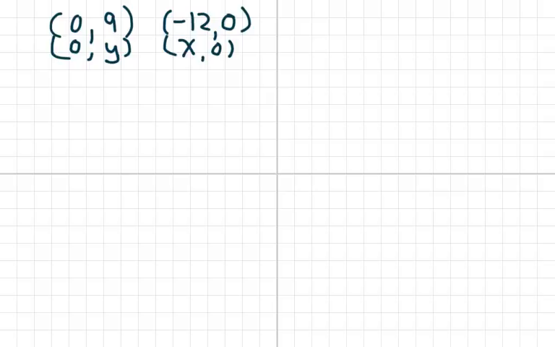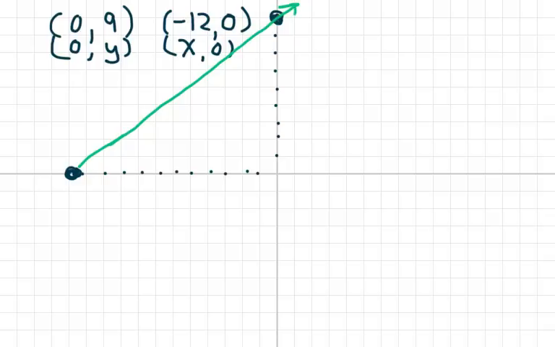So we're going to go to 0, 9, 1, 2, 3, 4, 5, 6, 7, 8, 9. That's your y-intercept. And negative 12, 1, 2, 3, 4, 5, 6, 7, 8, 9, 10, 11, 12, 0. That's your x-intercept. Draw the line between the two. That's a long line. All right. And there we have it. And that's how you graph using x and y intercepts.